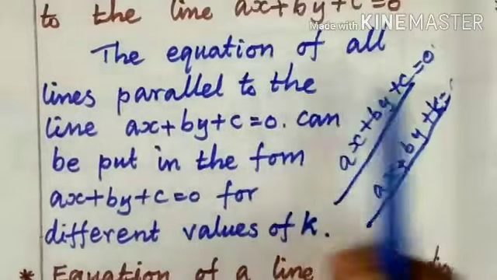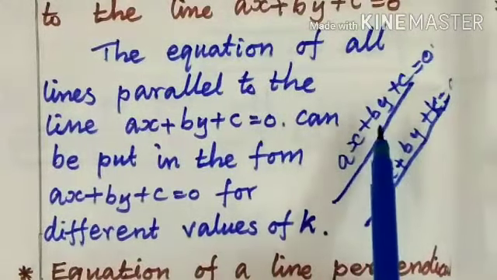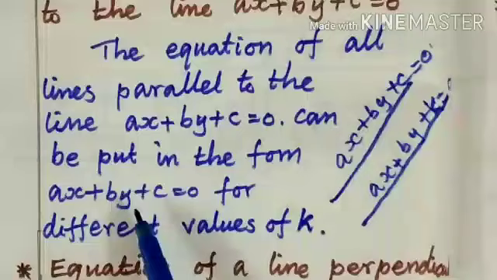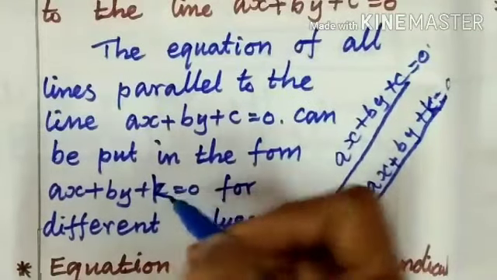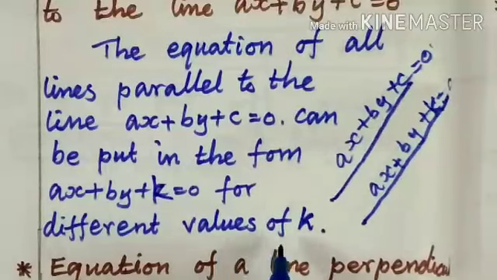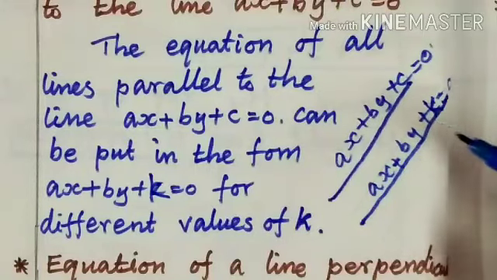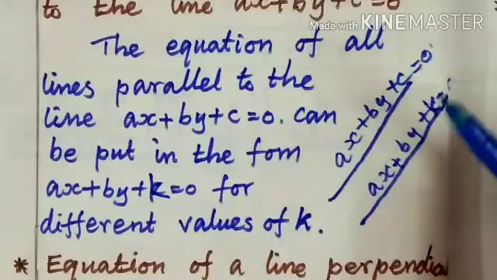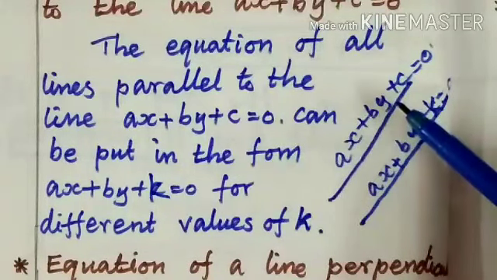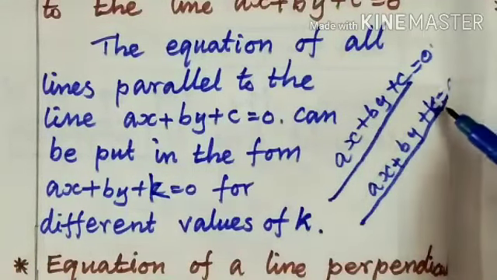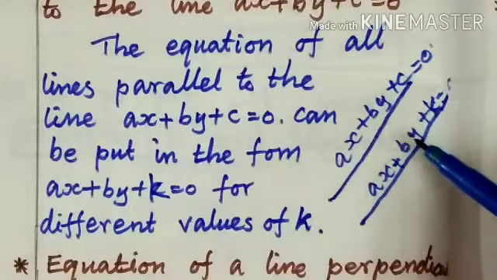So, the equation of all lines parallel to the given line can be put in the form of ax plus by plus k is equal to 0 for different values of k. We have to know when two lines are parallel, then their slopes must be equal. So, you have to write x and y as it is. You change only the constant term. Then only we get an equal slope.